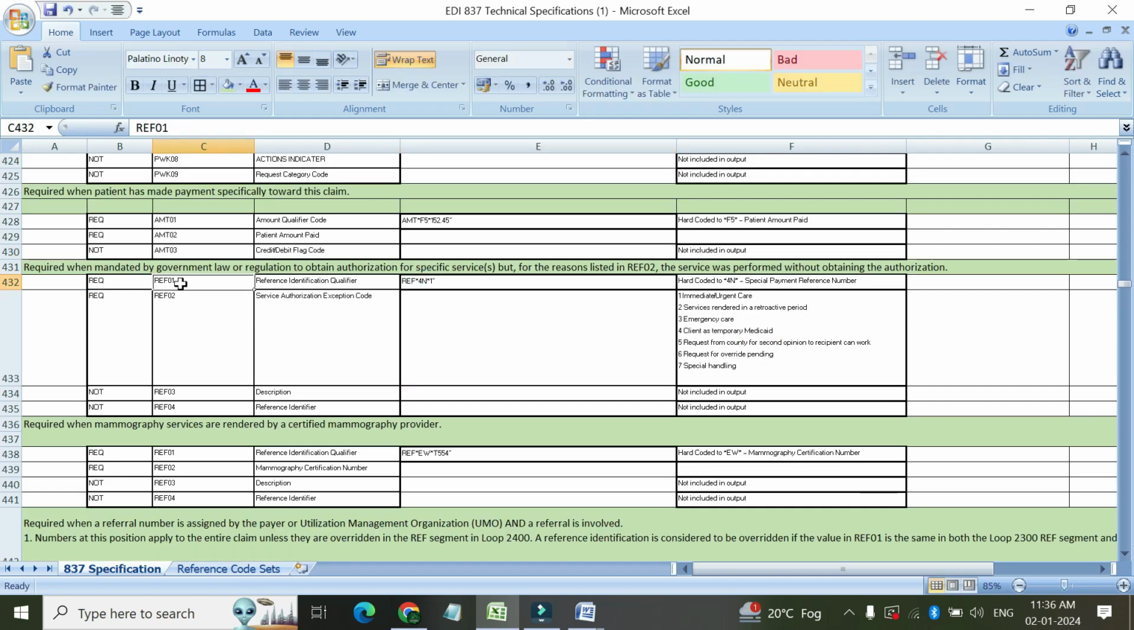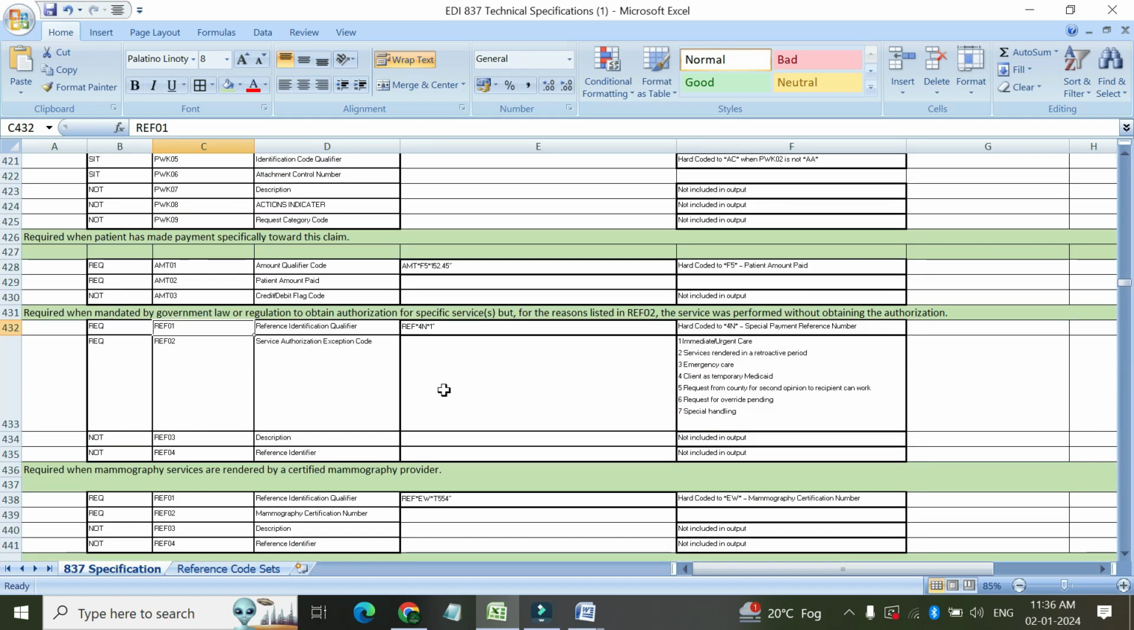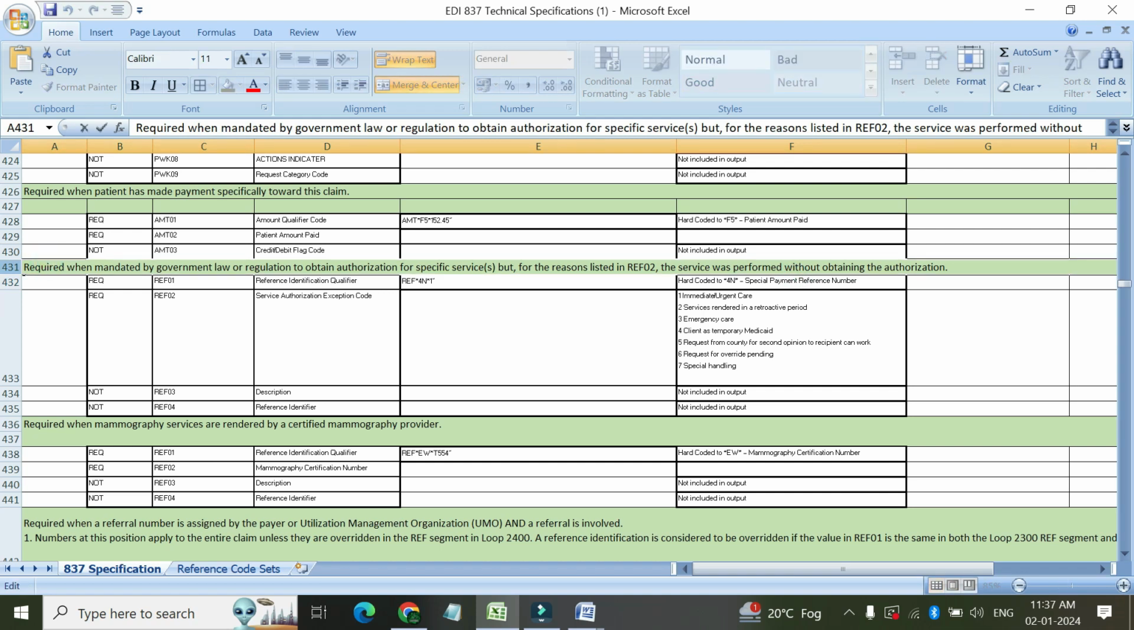Okay, so next is the REF segment, and there are many REF segments. If you see, same like the DTP segment. So REF segment is nothing but any reference information for this claim. So that information will go in REF segment with different qualifiers. So let's look at it. So this is the special payment reference number. And when is this required? It is required when mandated by government law or regulation to obtain authorization for specific services, but for some reason, the service was performed without obtaining authorization.